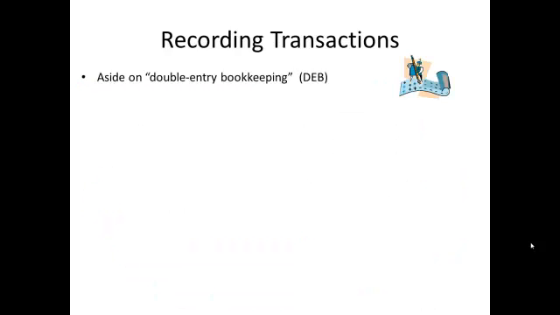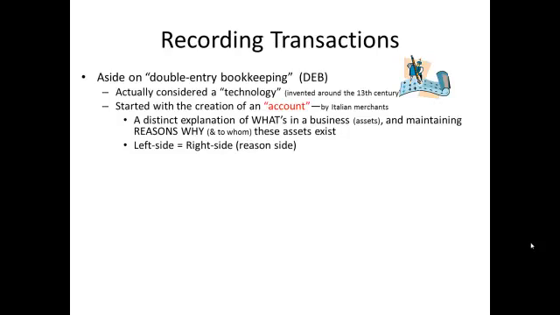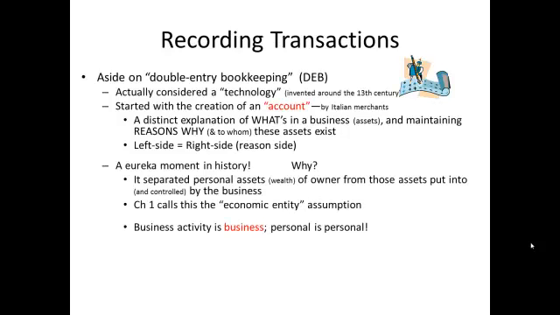A short aside on double entry bookkeeping. This was actually considered a technology invented around the 13th century. It started with the creation of an account by Italian merchants. This is the focus of Chapter 2. An account is a distinct explanation of what's in a business, a specific asset, cash, etc., and maintaining reasons why and to whom these assets exist on the right-hand side. Left side assets, right side the reason side, creditor and owner actions.